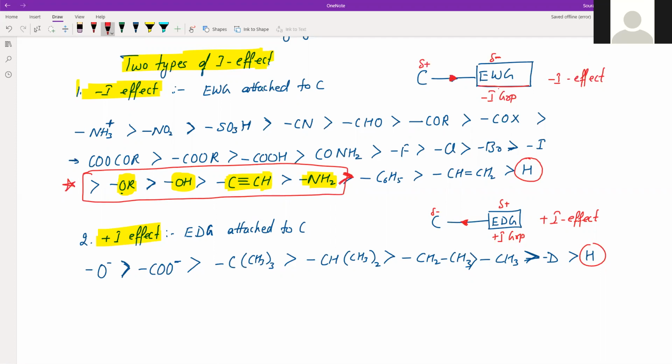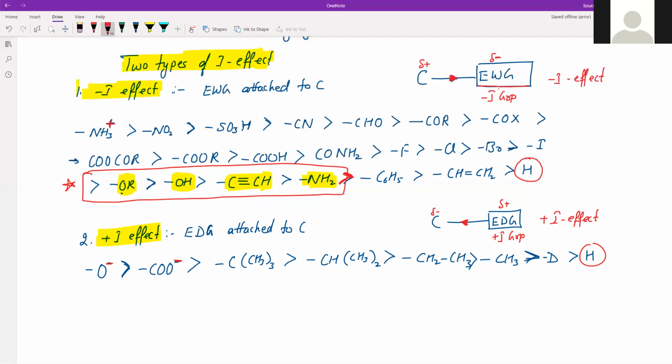Groups with positive charge, obviously, will be very strong in showing I effect because they have positive charge. So they will attract the electron cloud with more strength. Same way, groups with negative charge, which we see here, have strong I effect as it repels the electron cloud towards the other atom.